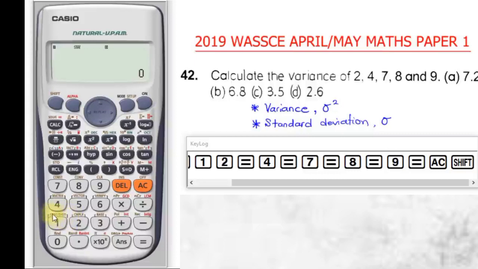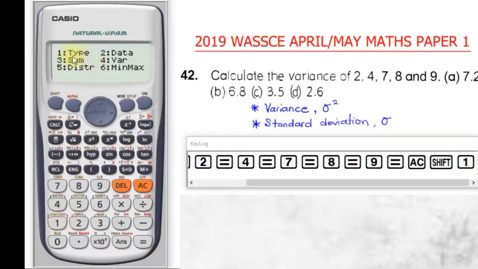statistics/distribution. We want to make use of the statistics, but we still need to make use of shift 1. So I'm pressing 1 now, and here these are the options that are available for me. Is it that I'm looking for a type, a data, a sum, or a variance? Okay, now I want to look for variance, and that is 4. So I'll press 4, and you can see the option 3. This is the sign for the standard deviation. If I press 3, then the calculator will be looking for the standard deviation of the values that I input. So I'll press 3, and I'll press equal to.